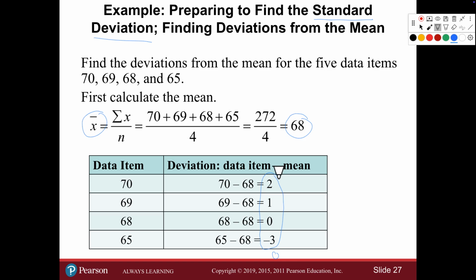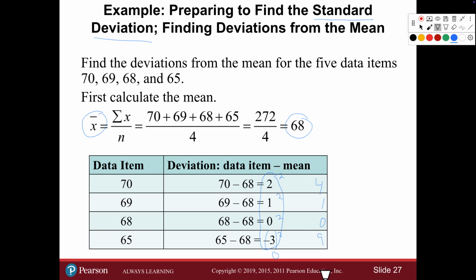What we're going to do is we're going to square each of these deviations. 2 squared is 4, 1 squared is 1, 0 squared is 0, and -3 squared is going to be +9. So it turns all the numbers positive, first of all, because if you square a negative number, it becomes positive.